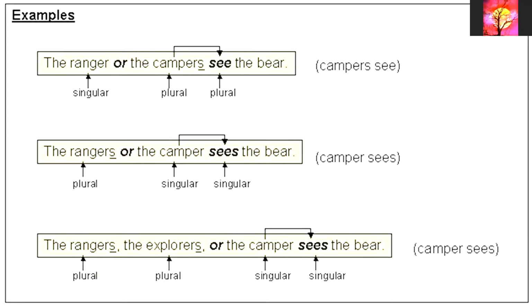The rangers, the explorers or the camper sees the bear. Here, the subject consists of three nouns. Rangers is plural, explorers is plural, but camper is singular. Since camper is closest to the verb, the verb will also be singular and we use sees.